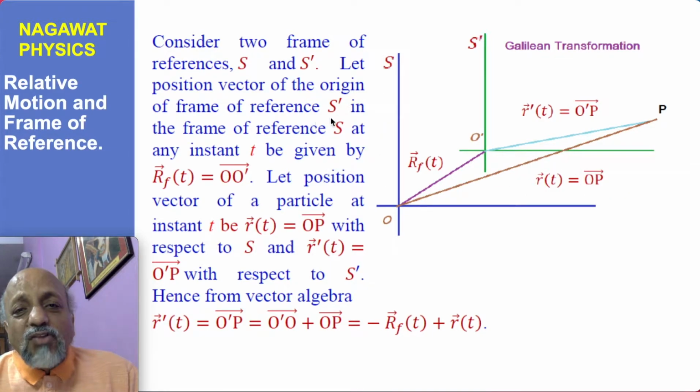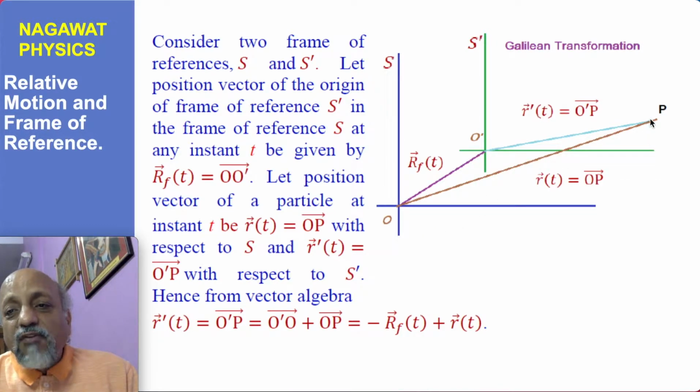But it is not essential. Let us consider another frame of reference S dash, and in this S dash frame of reference the position vector will be described by the vector starting from the origin of this frame S prime and ending at the point P. So in the frame of reference S prime, the position vector is being denoted by R prime as a function of time, and will be a vector originating from the origin of the second frame of reference and terminating at the same point.